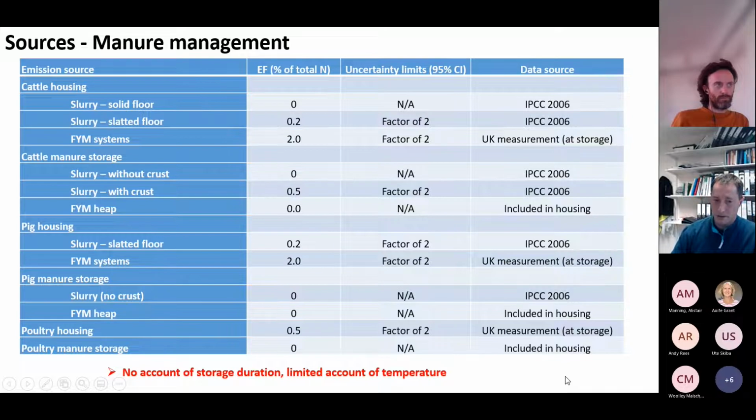Another thing that we don't currently do is take any account of the storage duration or the conditions of the storage, so the temperature, for example. So it's just an annualized emission factor. If we say we have a farmyard manure system, the manure is in the house for part of the time, then it's put into a heap on the edge of the field for part of the time. That's it. We take no account of whether it's in the heap for 6 weeks or 6 months. So that's a definite improvement that we could potentially make if we have the data to do so.